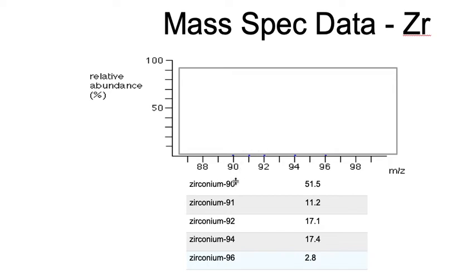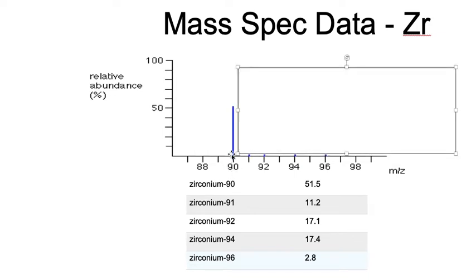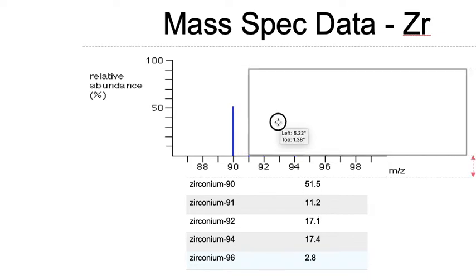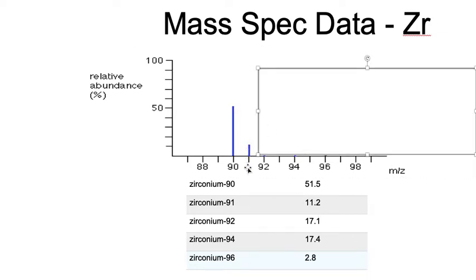And so we'd want to first figure out how many isotopes there are. There's 1, 2, 3, 4, 5 different isotopes. The first one has a mass of 90, so there'd be a peak here at 90. How tall would that peak be? Well, that would be the tallest peak. It would go up to 51.5 on my relative abundance scale here, because that's the most abundant one. And then at 91, that isotope's a little bit less common, 11.2. So you see that there's a shorter peak here at 91 atomic mass units.